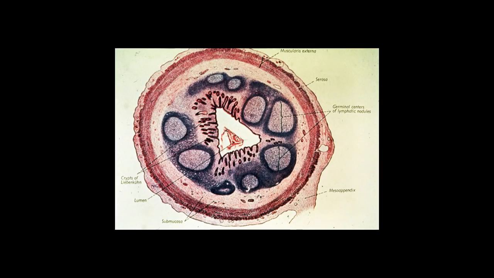This is a diagram of the appendix. In the appendix, you can note that there are simple tubular glands with the crypts of Lieberkühn. This would be part of the mucosa. You can note the fairly close association between the epithelial lining and the very extensive nodular lymphatic tissue that you'd find in the appendix. One thing to keep in mind, oftentimes the lumen of the appendix can appear very angular because there's such a large amount of lymphatic tissue in the submucosa.